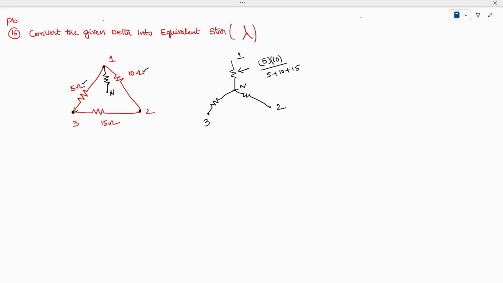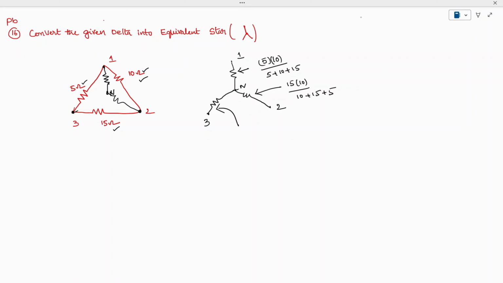Okay, so now similarly I want this branch. So how to find this branch? So here the resistor we need to find out. This black color resistor is connected between this red color resistor and this red color resistor. Okay, you can see the connection, how it is connected. So here and here it is connected. So I'm going to get the black value as 15 into 10 divided by the sum of the remaining branches, which is nothing but 10 plus 15 plus 5.